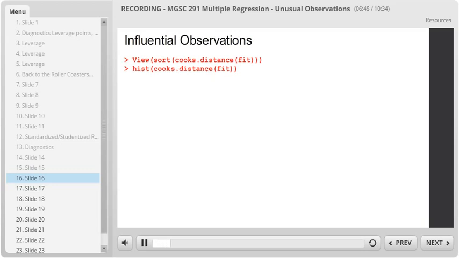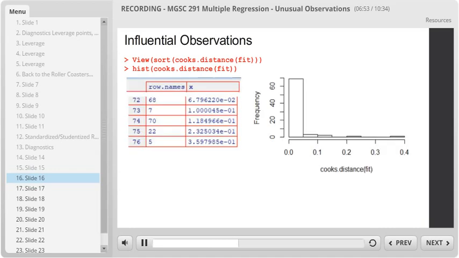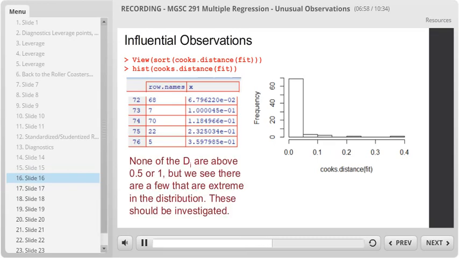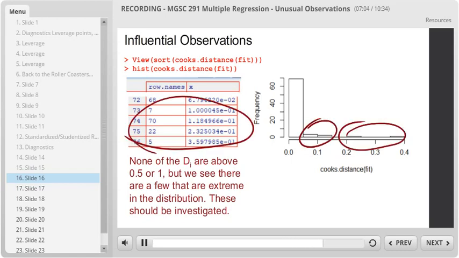Let's look at the Cook's distances for our coasters. Using the lines of R code here, we can calculate the Cook's distance for each coaster and display in a sorted table as well as a histogram. Note that none of the Cook's distance values are greater than 1/2, but there are a few that are extreme in the distribution of Cook's distance values.